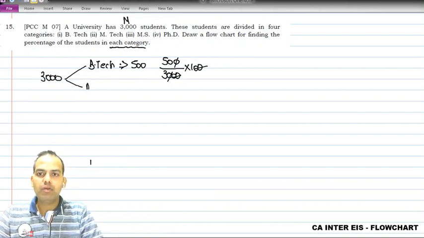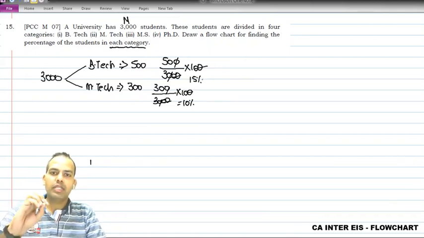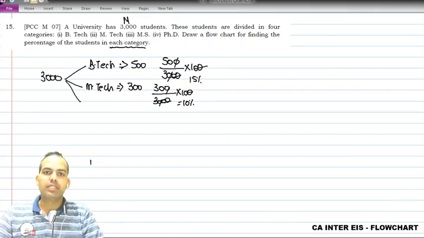In the same way it will go like MTech. Suppose in MTech there are 300 students. So obviously again you will calculate the percentage like this, 300 divided by 3,000 into 100. So we have to cut this. It comes to around 10%. Likewise, we have to calculate. Here it will come somewhere, say around 15%. I'm not saying exactly 15, but around 15%. So likewise, we have to calculate the percentage.